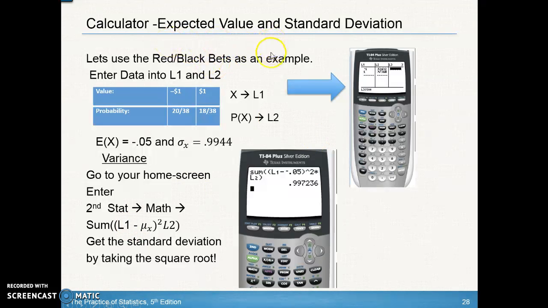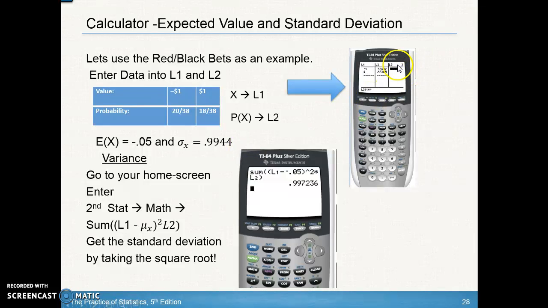Okay, so how can we now find the standard deviation from that? Once again, list 1 is your x values, list 2 is your probability that they're going to occur. We already know that the standard deviation is 0.994, so let's just see how we can get that from our graphing calculator, so we don't have to type that out by hand. Keep in mind you always want to find the variance first. It's the easiest way to do that. After you find the variance, then you can take the square root of it to find your standard deviation.